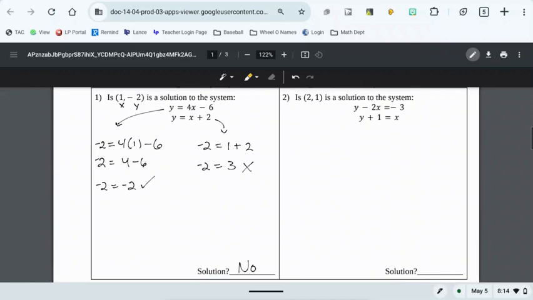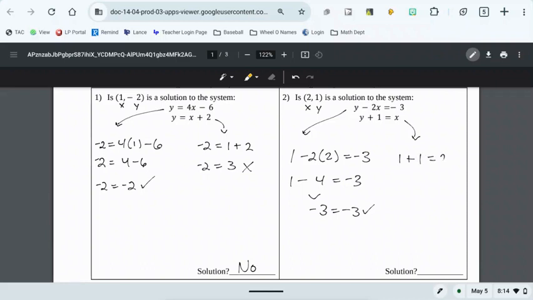Let's try number 2. We have 2 for x this time and 1 for y. Let's plug in 1 for y, minus 2 times 2 equals negative 3. 1 minus 4 is negative 3. So it's true for this equation. Let's check this one. We'll plug in for y, 1 plus 1, and that gives us 2. So yes, (2, 1) is a solution for that system of equations.